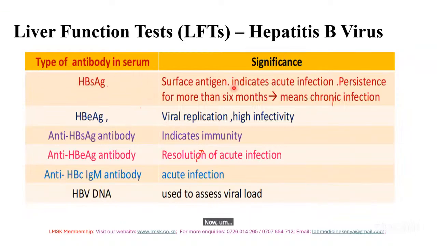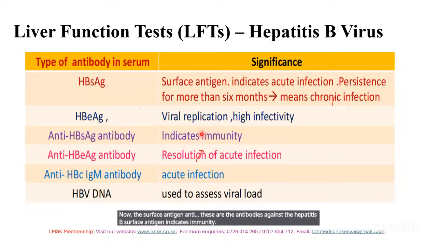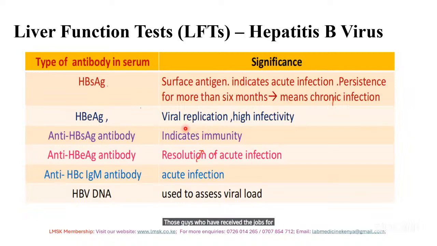Now, hepatitis B surface antigen helps in diagnosis of acute infection or persistent infection after 6 months, which is chronic hepatitis. The envelope antigen is indicative of active viral replication, and it indicates that the virus is at its high infectivity stage because of too much envelope antigen. Now, antibodies against the hepatitis B surface antigen indicate immunity, in those who have received the jabs for hepatitis B virus.